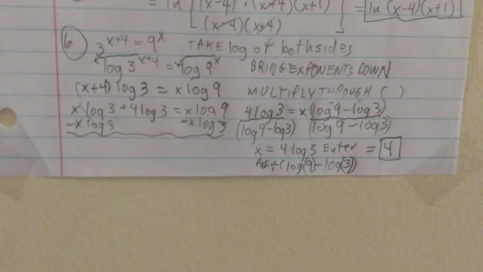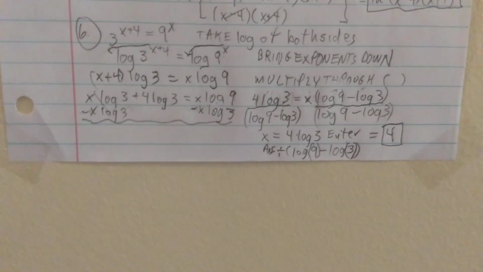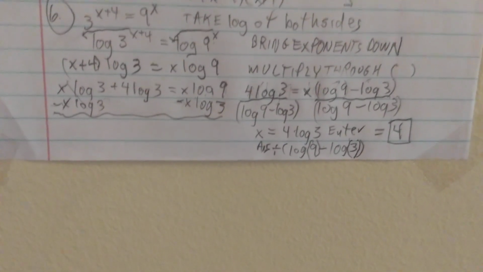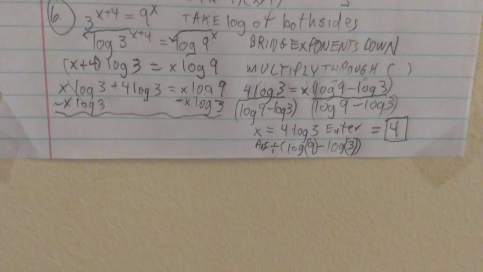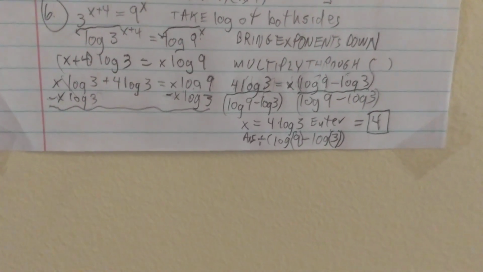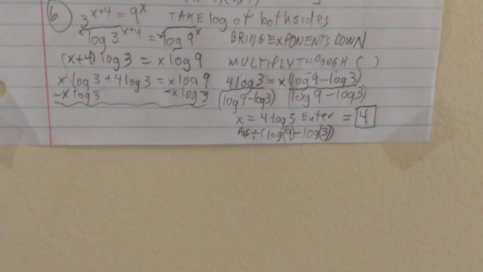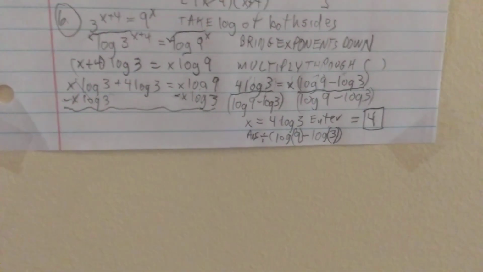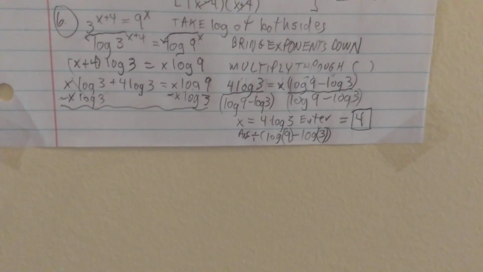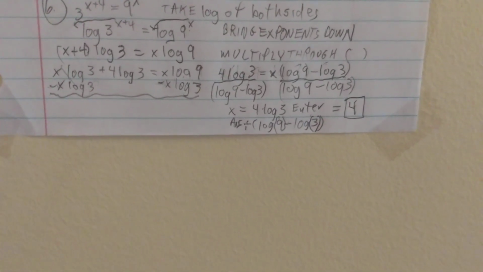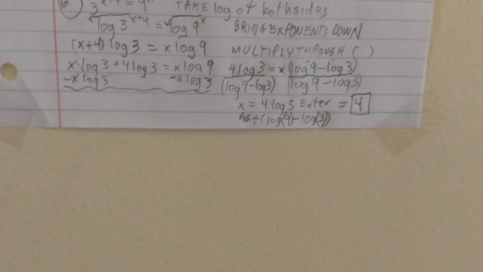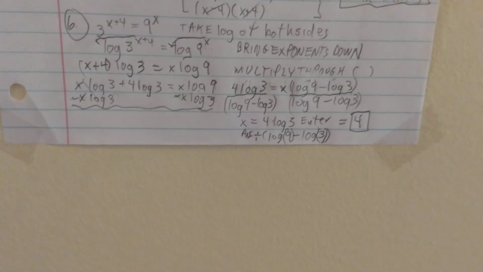Now on this one, we're going to take the log of both sides, which remember takes the exponents down to the regular level where we can get at them. So 3 to the x+4 power equals 9 to the x. We log both sides. That brings x+4 in front of log 3 and x in front of log 9. Now we have to multiply through the parentheses on the left, so x log 3 plus 4 log 3 equals x log 9, and we subtract x log 3 so we can get all the x's over on one side. It's a little easier this way.